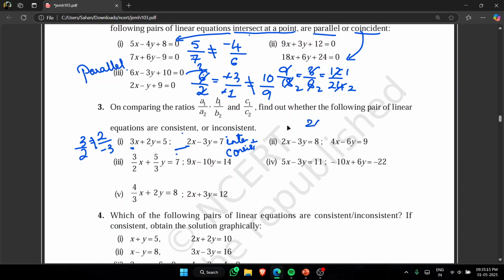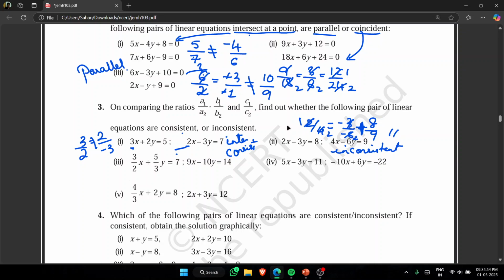Check this one. 2 by 4 equals minus 3 by minus 6, which equals 8 by 9. So we have 1 by 2, 1 by 2, and 8 by 9 is not equal. So this condition is a1 by a2 equal to b1 by b2 not equal to c1 by c2. These are parallel lines and it is inconsistent.